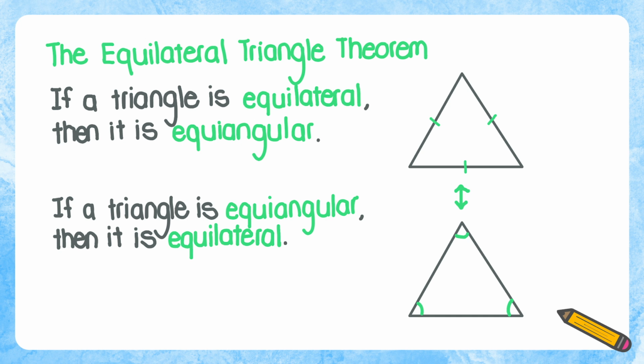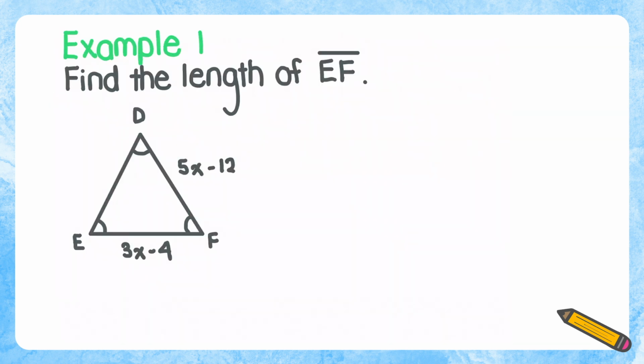So if you have a triangle with 3 congruent angles, then you know that the sides must be congruent as well. Now let's use this theorem to solve some examples. So here's our first example for this part. We are going to find the length of the side EF.